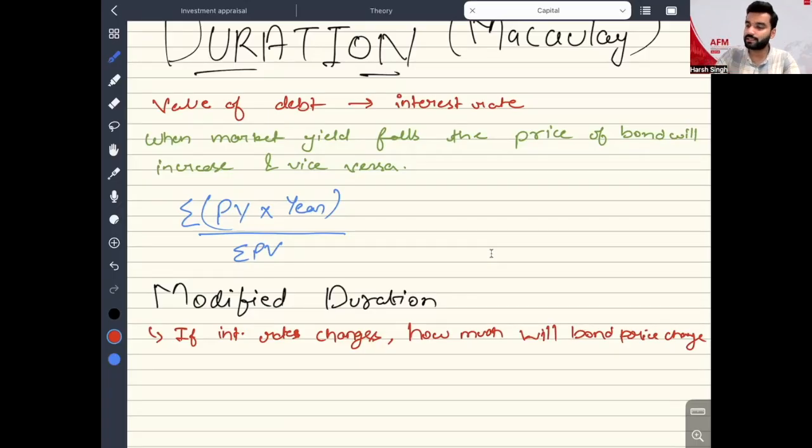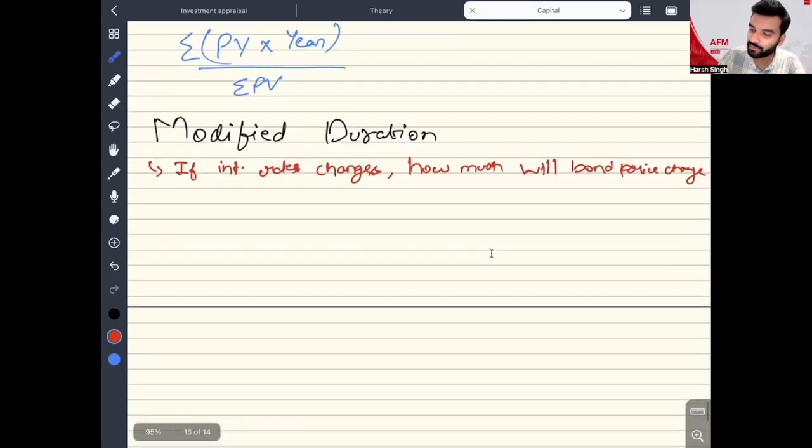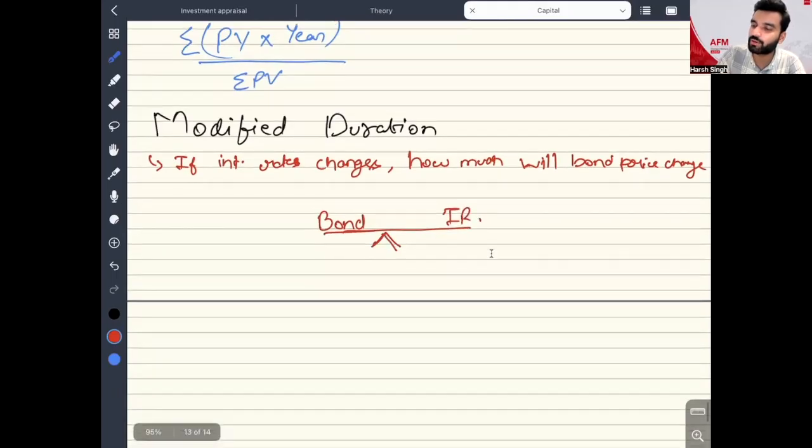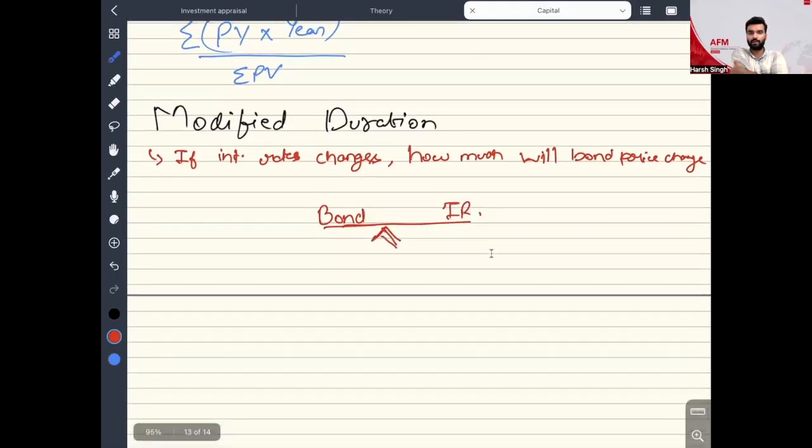I'll just create a seesaw kind of thing. I'm not very good at drawing, everyone. Okay. Bond, interest rate. These are on a seesaw. If interest rate goes up, bond will go down. And if interest rate goes down, bond will go up. This is your concept of modified duration.